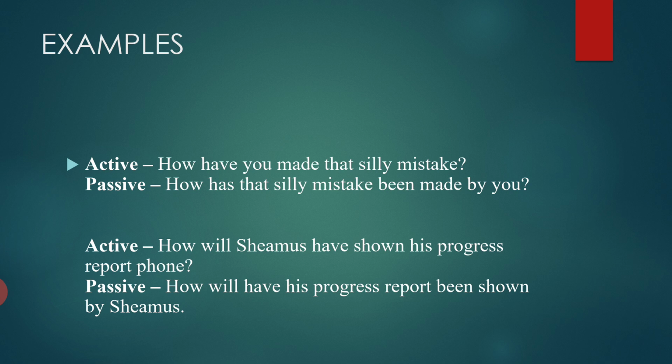How have you made that silly mistake? How has that silly mistake been made by you? How will Shimas have shown his progress report? How will his progress report have been shown by Shimas?